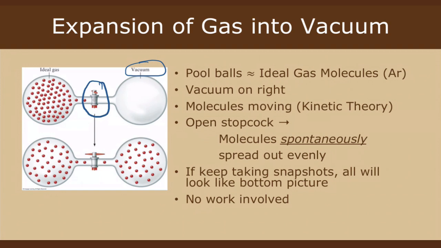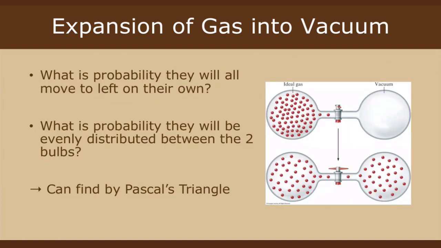But why do we think that that is? Well, we need to think about it statistically, and we'll get a little bit further with that in a second. First, I want to ask, what's the probability that they're all going to move to the left on their own? Okay, so we had them down in the bottom, and then remember they're all moving, so is there a probability that spontaneously, randomly, they could all go back to the left side again? Okay, and then what's the probability that they will be distributed between the two bulbs?